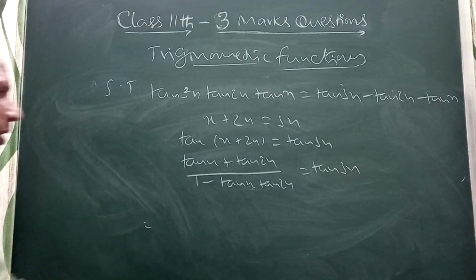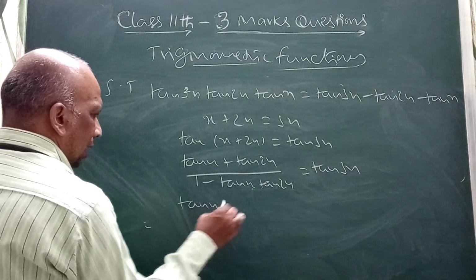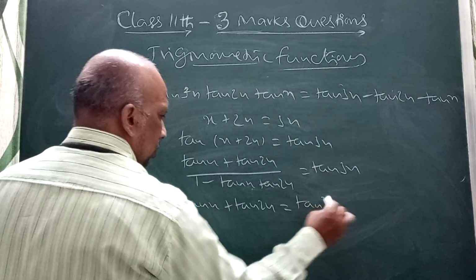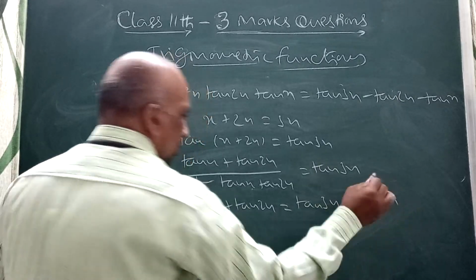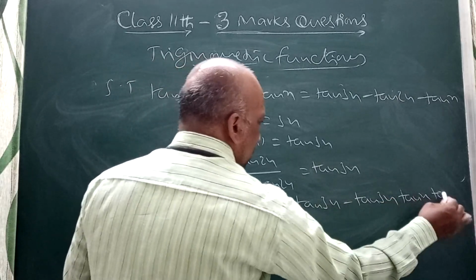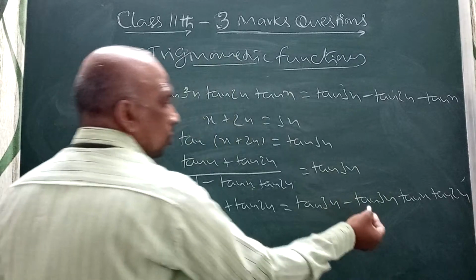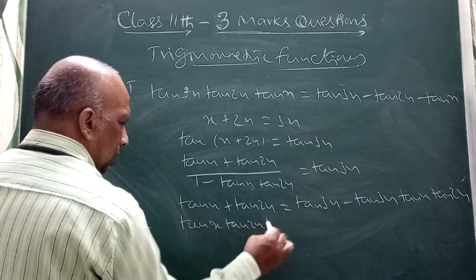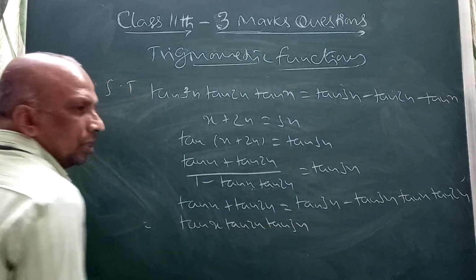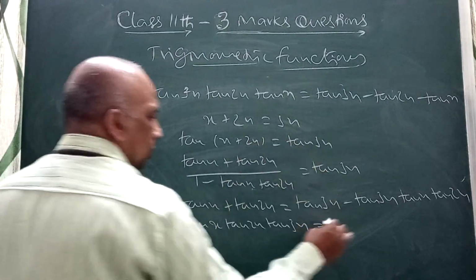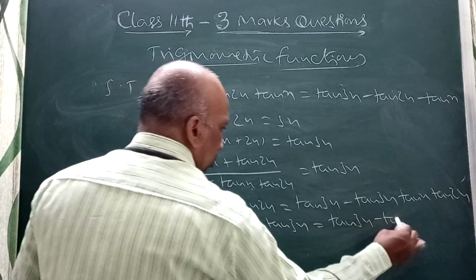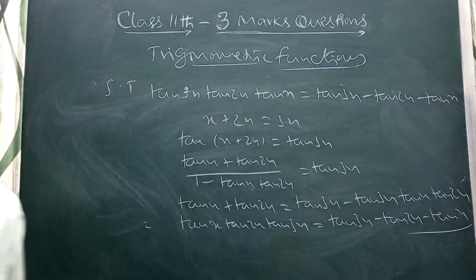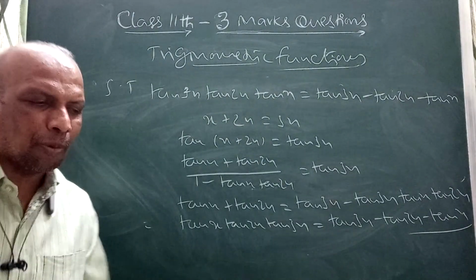If you do the cross multiplication, I can write tan x plus tan 2x equals tan 3x minus tan 3x tan x tan 2x. Required one, you transfer this term to this side, positive. So I can write tan 3x tan x tan 2x. Order is not important because it is a product. Which is equal to tan 3x minus tan 2x minus tan x. That only they are asking. Simple problem. So 3 marks. This type of problem they may ask.